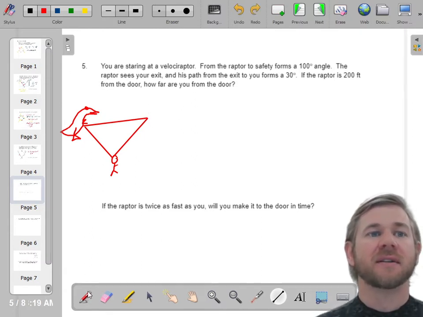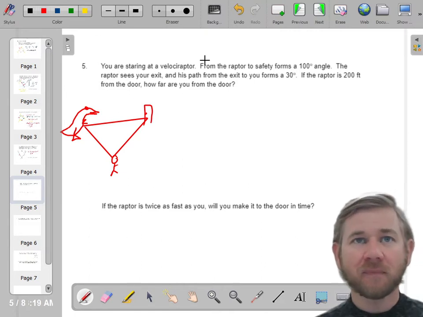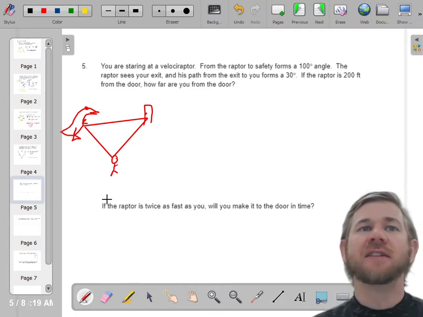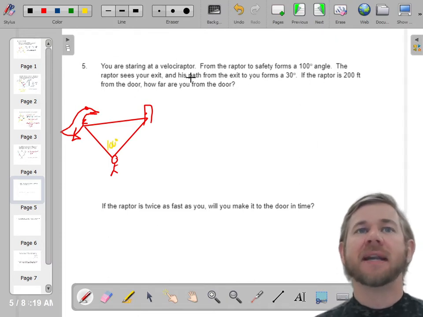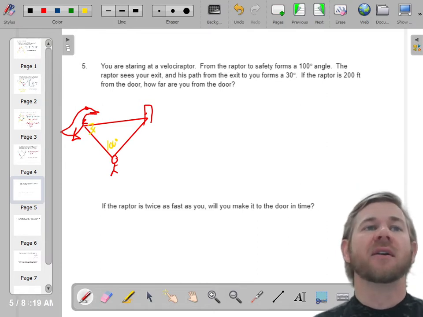I'll try and draw it here. There you go. That's my escape. They can open doors, remember. From the raptor to safety forms a 100-degree angle. That's a 100-degree angle. The raptor sees your exit, and his path from the exit to you and the door forms a 30-degree angle. That's 30 degrees.